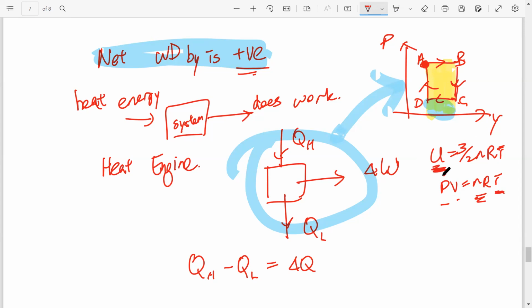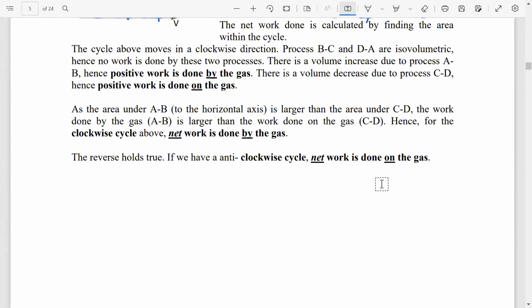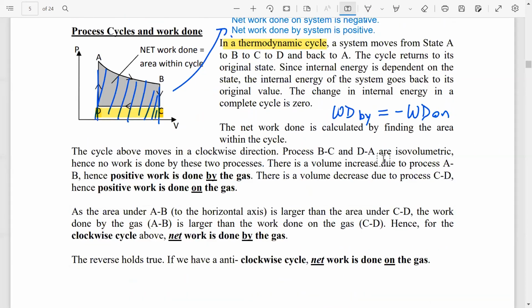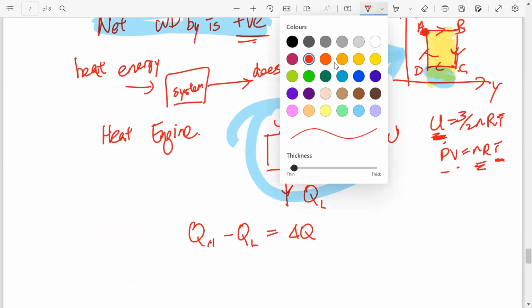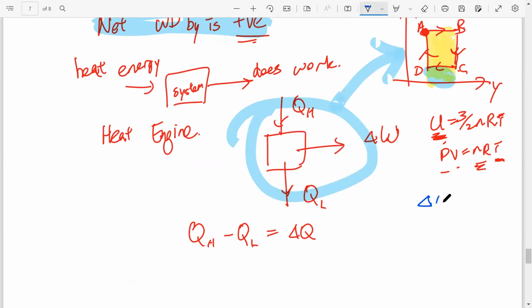Okay? That is why for a whole... it's not written here. For a whole thermodynamic cycle, I've written here, the change in internal energy is always zero. In other words, for an entire cycle, delta U is equal to zero.